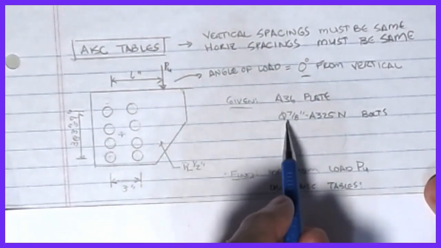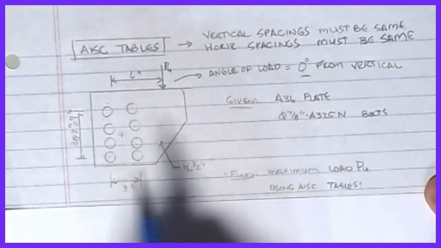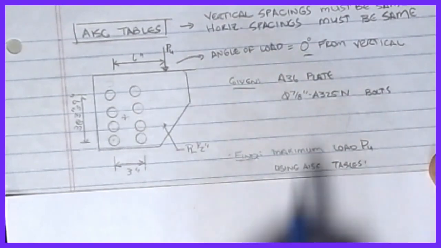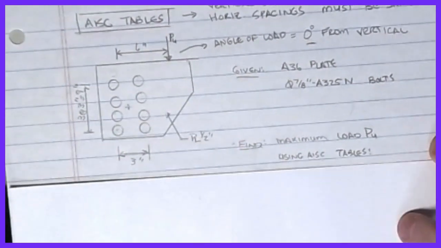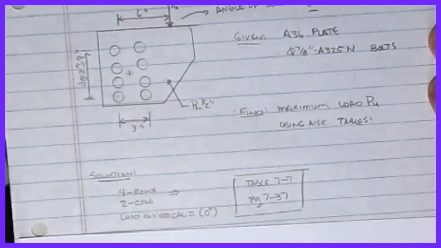All right, now we're going to also assume that our bolt size is 7/8 inch A325-N bolts. Threads are included on this, and what we want to find is what's the maximum load of PU that can be put onto this connection. And this is where the AISC tables are really handy. Okay, so here's what we're going to do.